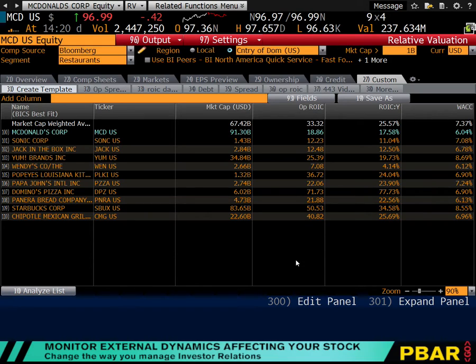Yes, because I can make a 33% average return on invested capital, look at the market cap weighted average, against a WACC of 7.37% market cap weighted average. Does everybody see that? Question number 2. Does McDonald's have competitive advantage? Yes or no? Does McDonald's have competitive advantage?